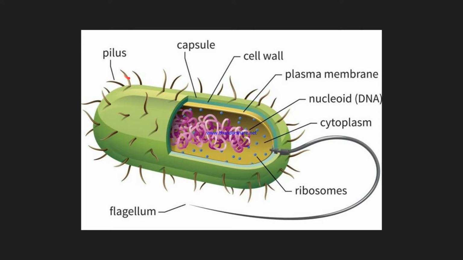On the surface, we see the pili. These small hair-like projections help the cell interact and communicate with their environment. Finally, we see the flagellum. The flagellum aids the cell in locomotion.